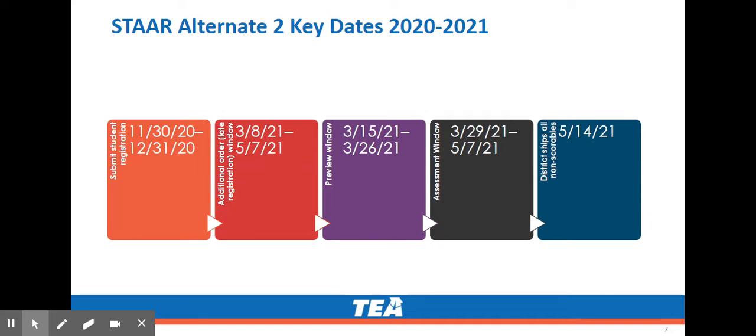These are some STAAR ALT 2 key dates. We're going to have a preview window here. I know some of you have been asking when that starts. It's March 15th through March 26th. And then our assessment window is here, which I'm going to allow you guys some flexibility with when you want to test, what day, what student. We just have to be sure we have it done by May 7th.